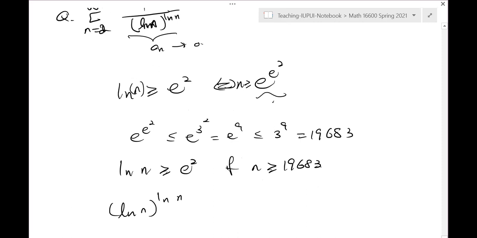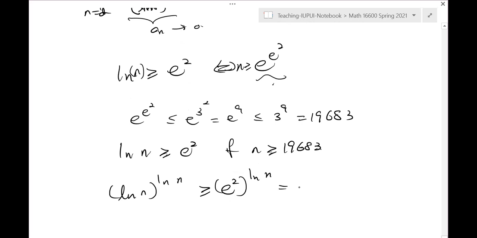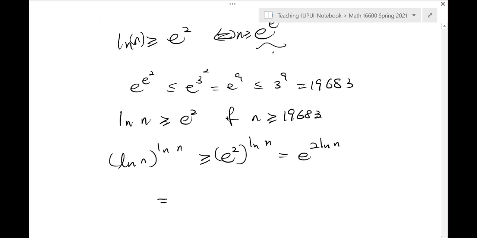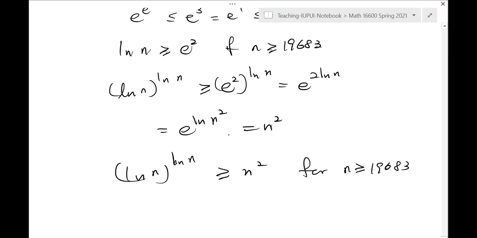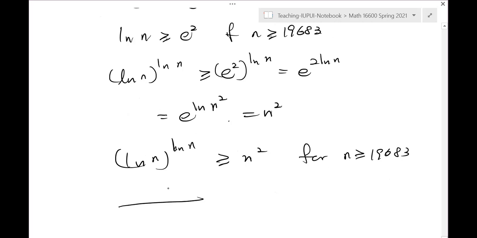So natural log of n is greater than or equal to e squared, right? And then e to the 2 times natural log of n is going to be e to the natural log of n squared, and that is nothing but n squared. So what I did is that I tried to prove this one is greater than n squared for n greater than 19,683. Now it's put in the denominator.